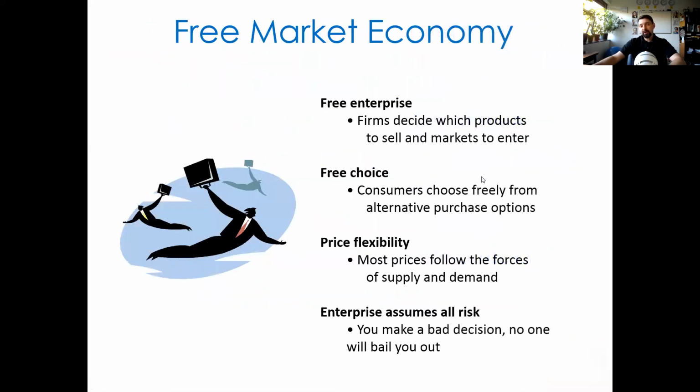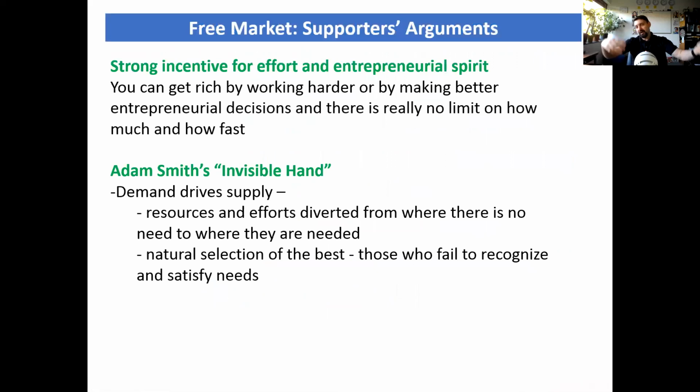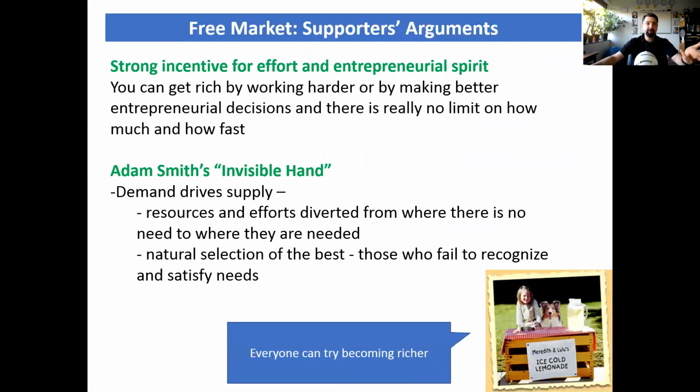When we talk about free market economy, it's basically the opposite, right? So it's free enterprise, free choice, price flexibility. Enterprises assume all risk at their own risk. And so the supporters' arguments would be obviously the opposite of what we just said. So strong incentives to put in a lot of effort, take risk, open your own firm. So we're talking here about the invisible hand of the free market. And it's wonderful. It's hard to argue against this argument.